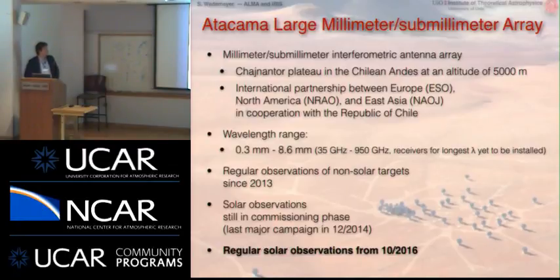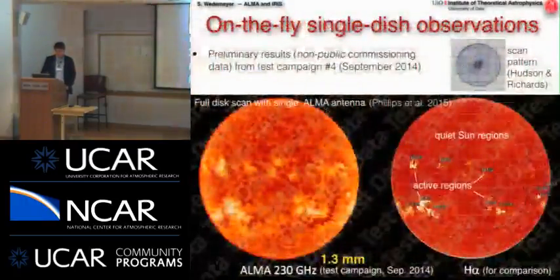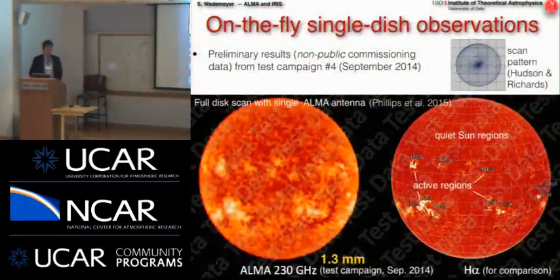The last major test campaign was in last December. And regular solar observations will be available in next year's observing cycle, which starts in October 2016. Let me start with a single dish result. So you can use the whole array or sub-arrays, or you can use a single antenna.